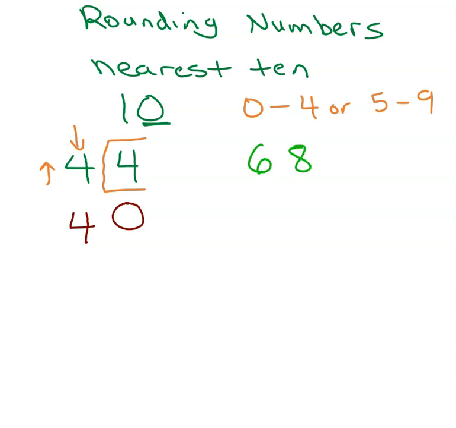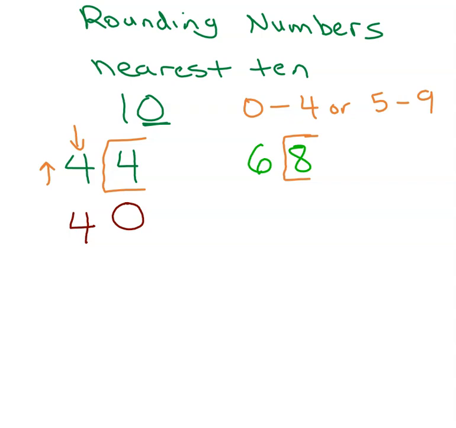Now, what if we had another example like 68? We're going to start again. We're going to look at the last digit here. We put a box around it. We can put a line around it. So now we're going to check. You can see here that this number is more than 4. So it's from the 5, it's between 5 and 9. So that means we're going to put a 0 here, and we're going to increase this 6 to 7.